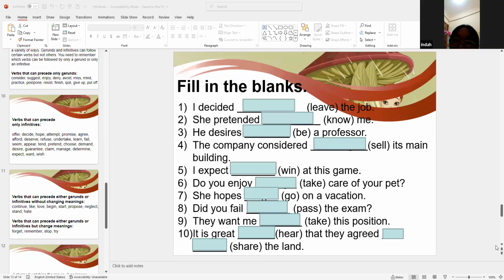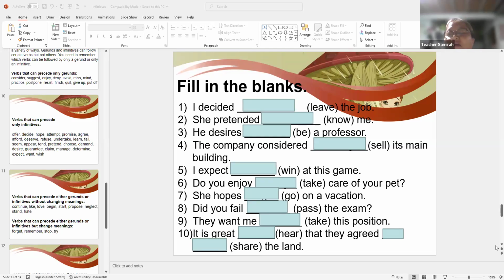I expect blank at this game. Okay, what are we going to use? Gerund or infinitive? I am using infinitive. Okay, so what will be your answer? To win. So the correct statement would be, I expect to win at this game. So if your answer is "to win," then you have to check your answer. Very good.